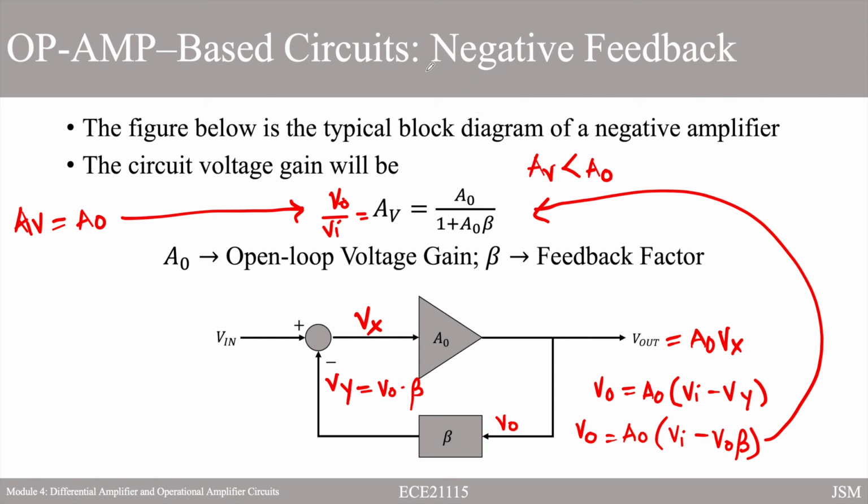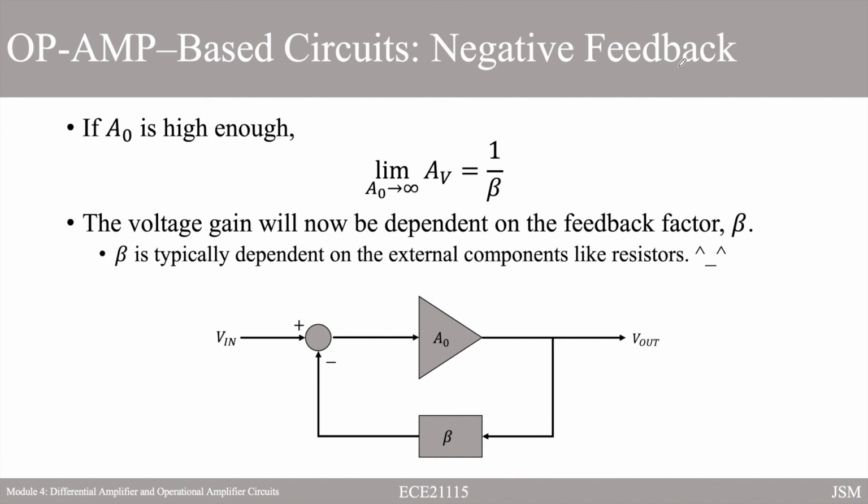Actually, if i-apply natin sa ideal op-amp in which the open loop gain is infinity, ang lalabas ngayon na voltage gain is just 1 over beta. And ang maganda kasi diyan, si beta is typically dependent, or nalalaman yan, through the external components like resistors and capacitors and inductors. So ngayon, ang ating voltage gain is now not dependent sa open loop gain. Okay? So wala ka nang nakitang A0 diyan, kapag ang ating A0 or the open loop gain is very high enough.